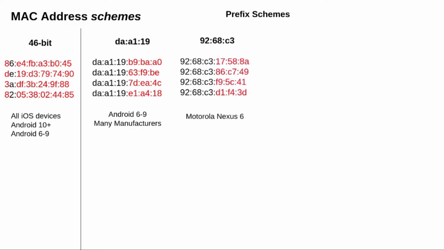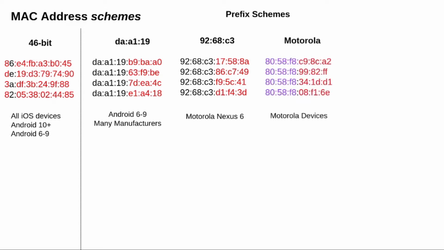The second one we saw was 926AC3, which is the Motorola Nexus 6. We only saw one device do this. It's the only one we ever saw do it, but that is another scheme that we saw in the wild and in our lab.